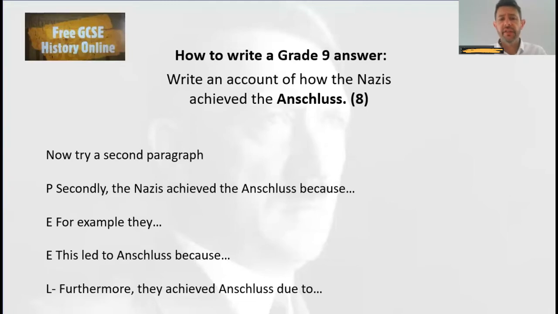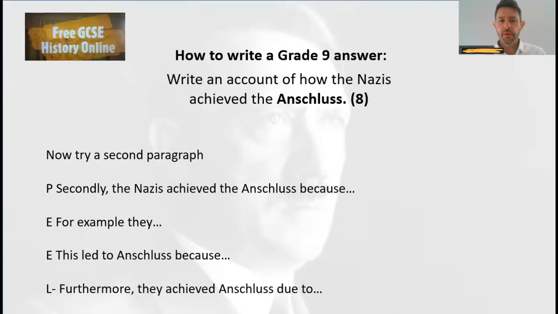So secondly, the Nazis achieved the Anschluss because, and we need to pick some later events, the Austrian Nazis began to lead further protests in Austria, perhaps. Or again, you can come back to this idea of Hitler really wanting to unite all German people. And then give some evidence, give an example of the Schuschnigg government starting to struggle. This led to Anschluss because Hitler meets with Schuschnigg, talk about the deal, talk about the invasion, try and get a sense of explaining the story of events.